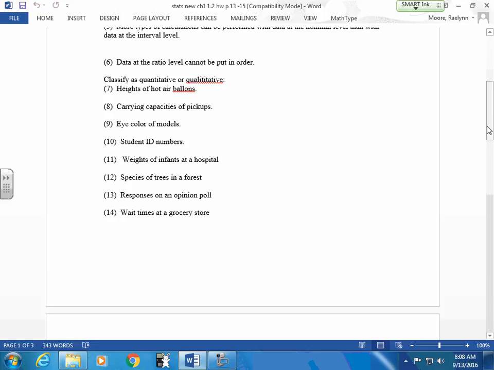The weights of infants at a hospital, qualitative or quantitative? Quantitative. What level of measurement is weights? Ratio.